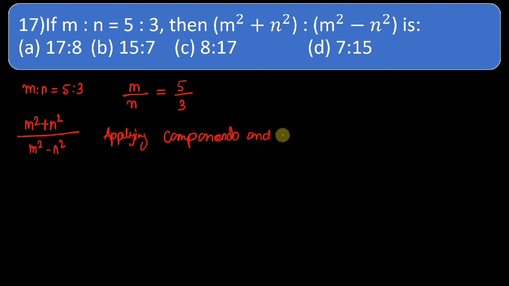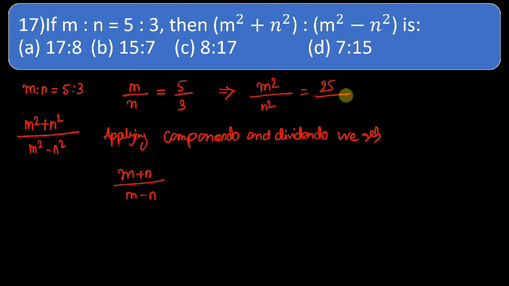Applying componendo and dividendo, we get m plus n by m minus n. Or you can first make the square of this term, then do componendo and dividendo. It will be much easier for you to get the answer. What will be the square of m by n? That is 25 by 9. Now try to apply componendo and dividendo to this part, that is m square by n square. It will be m square plus n square by m square minus n square. That is 25 plus 9 by 25 minus 9.